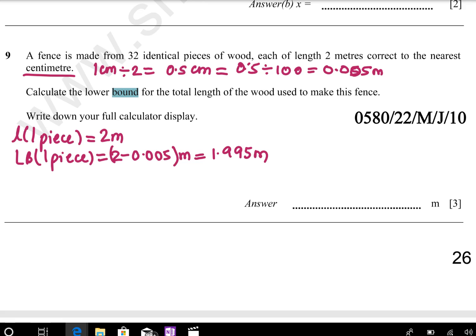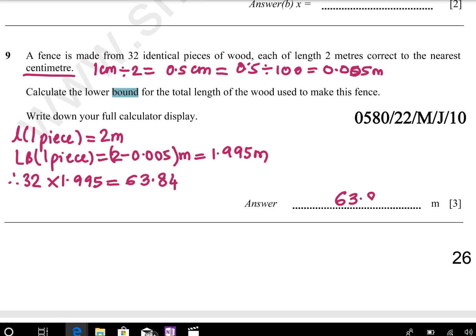Now they have asked us to calculate the lower bound for the total length of the wood, so we don't have to find the upper bound, and we can just leave that. One piece of wood has a lower bound of 1.995, and there are 32 pieces of wood. So 32 into 1.995 is the lower bound of the total length of the wood. That gives me 63.84, and that's my entire calculator display.